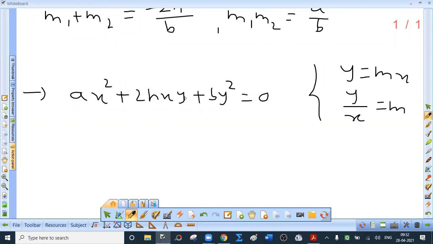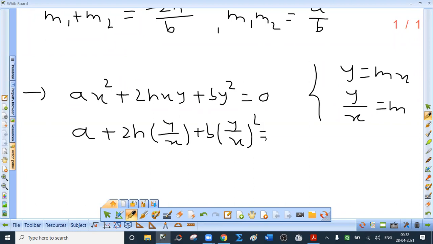So to get y upon x, I will divide throughout by x square, not by y square, by x square. Tell me what we get. A plus twice h y upon x plus b y square upon x square, which is y upon x bracket square, equal to 0. Is this clear?